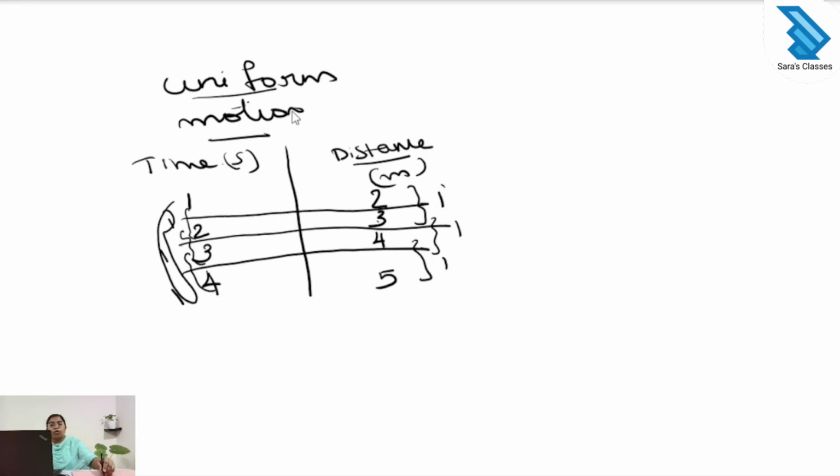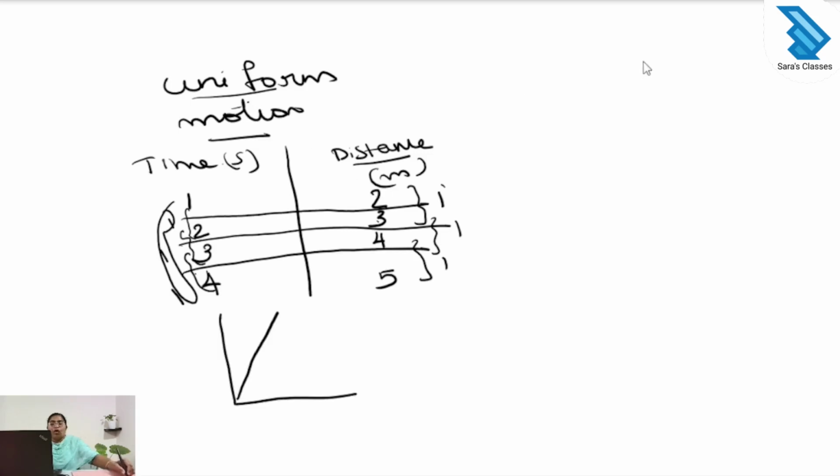That type of motion is known as uniform motion. So what is uniform motion? If an object is covering equal distance in equal intervals of time, that is known as uniform motion.